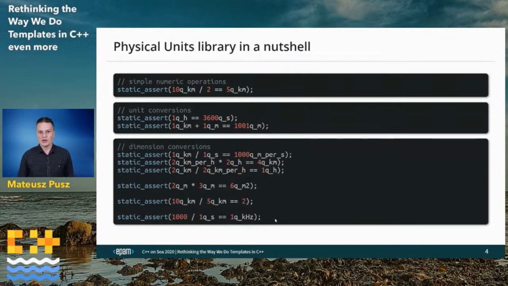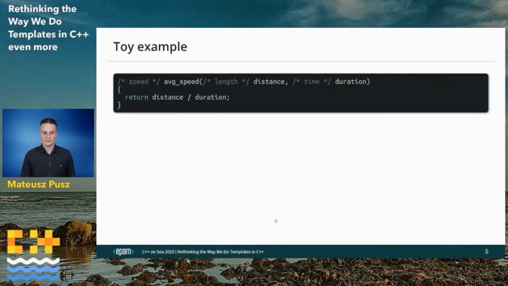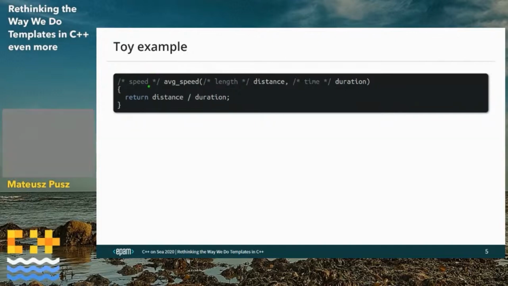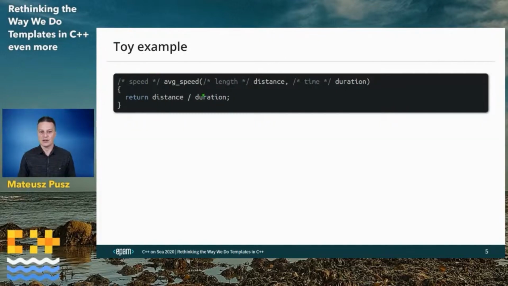And this is where template metaprogramming starts in my case. And this is where I learned all of the tricks that will be presented here. Let's start with a simple example. Let's try to implement an average speed function that takes length and time and returns speed. And that's a really simple calculation, right? Average speed is just a distance divided by the duration.